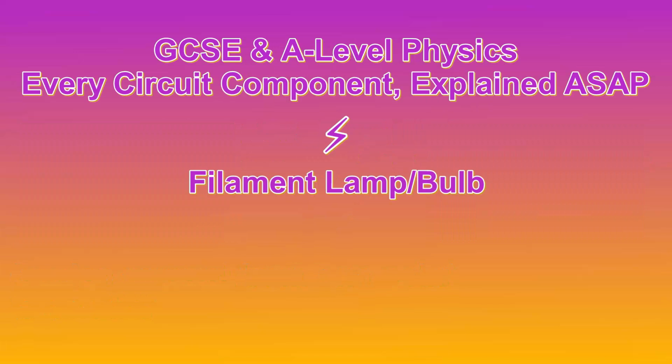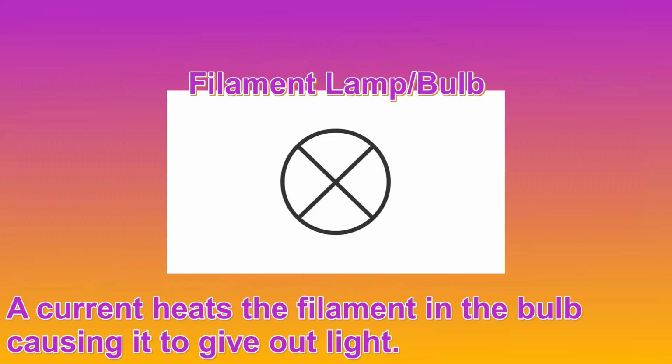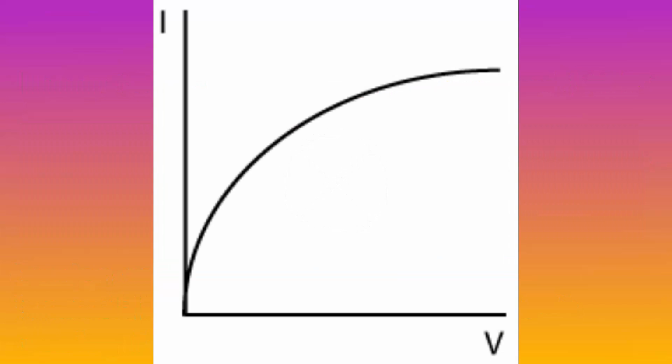Now then, the next component we'll be covering is the filament lamp or bulb. The filament lamp has this circuit symbol as shown below, and how it works is that as current passes through the filament in the lamp, it causes the filament to heat up, which causes light to be emitted through the bulb. However, as the bulb heats up, the resistance in the bulb increases, which can be shown by the decreasing gradient of this IV graph, as the gradient of an IV graph is equal to 1 over the resistance.